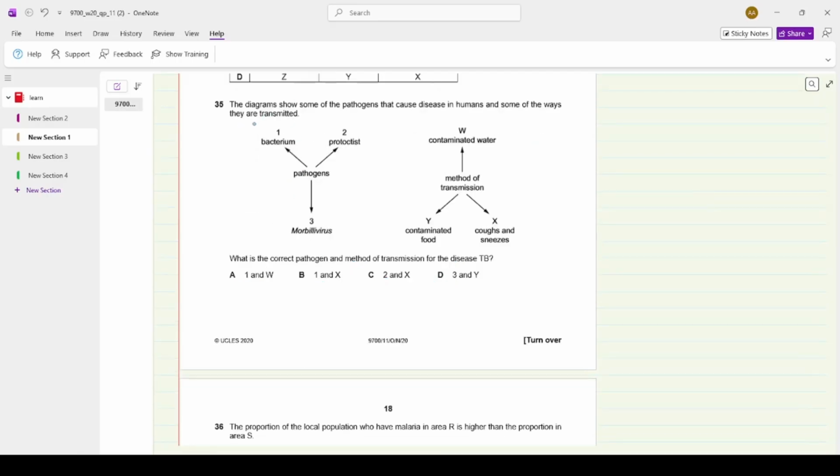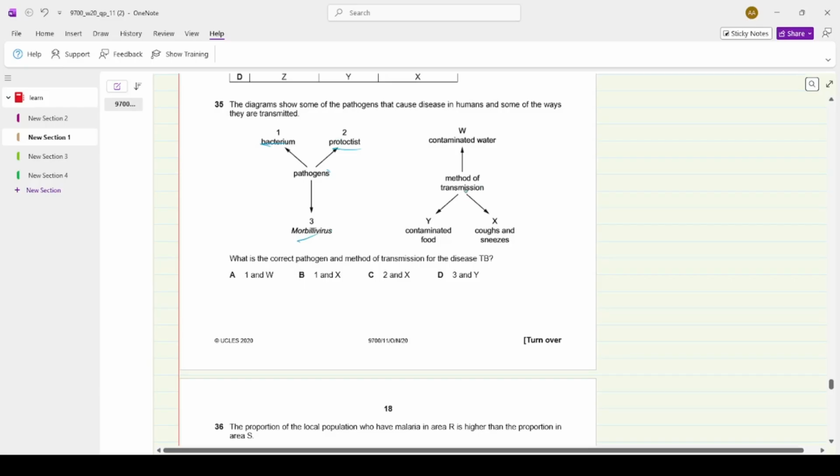Going to 35. The diagram shows some of the pathogens that cause diseases in humans and some of the ways they are transmitted. So the pathogen can be a protoctist like that of malaria, bacterium like for TB, virus.